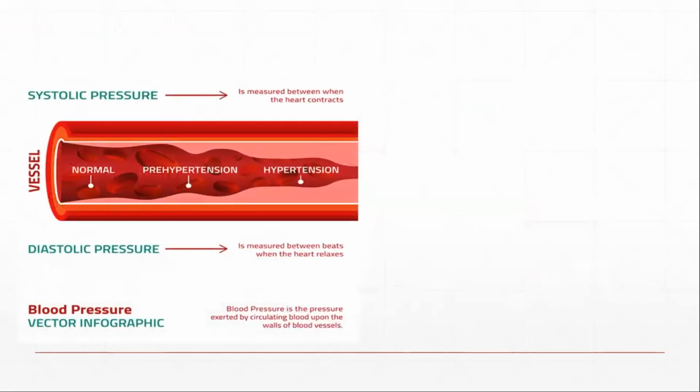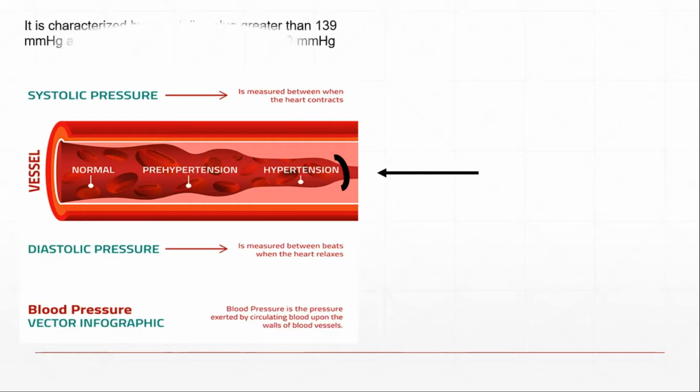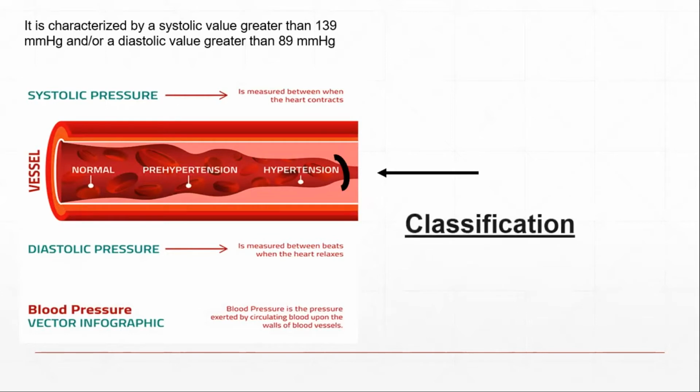So hypertension is when the pressure against the arteries remains relatively high. This makes your heart work harder to pump blood through the system. It is characterized as a systolic value greater than 139 millimeters of mercury and or a diastolic value greater than 89 millimeters of mercury. It is classified as primary and secondary.